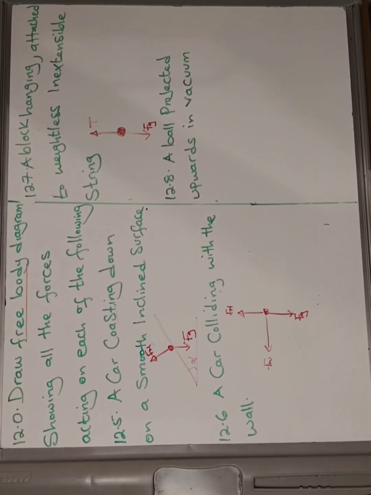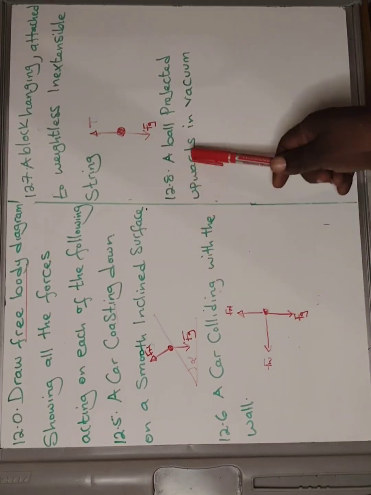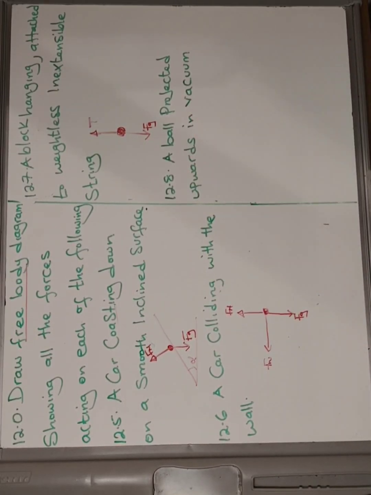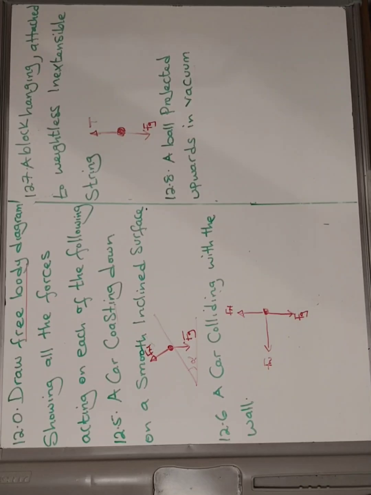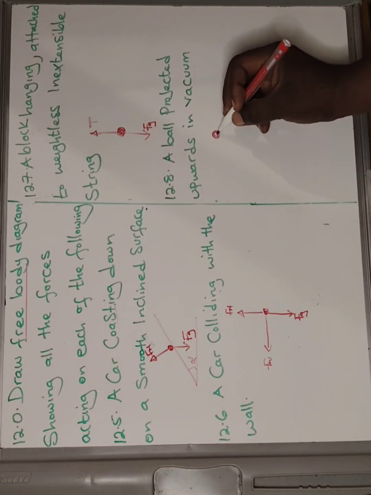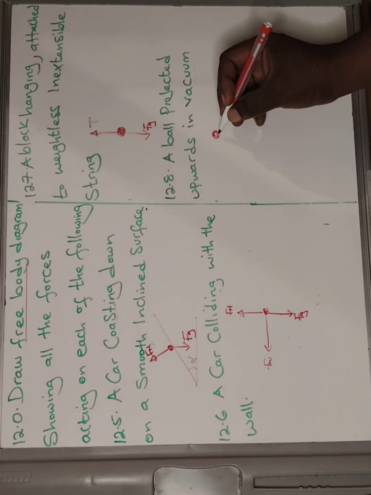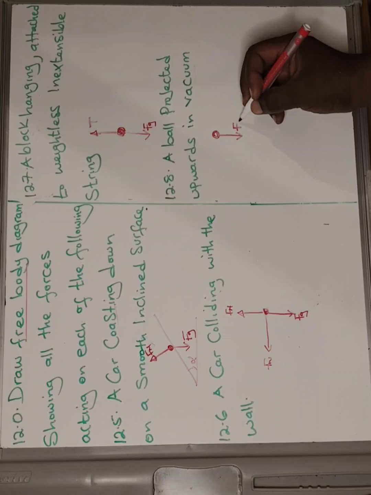Then comes this question. They want us to draw a free body diagram showing all forces on the ball projected upwards in a vacuum. What does the vacuum come with? Vacuum takes away the effect due to air friction. So that implies that you have your body, but the only force which is acting on it is gravitational force.